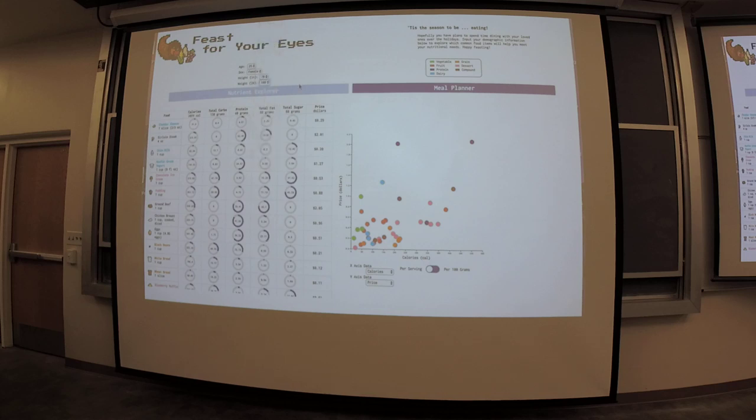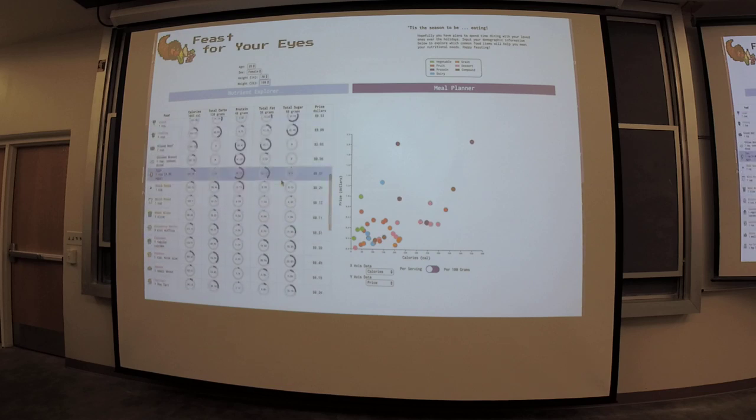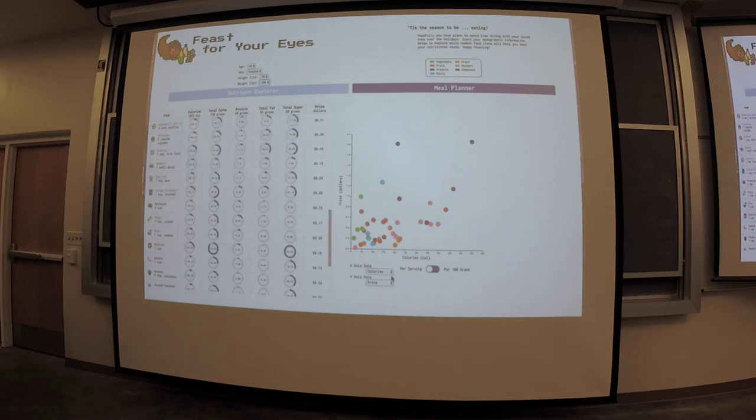Each of these columns shows a donut chart, which shows what percentage of that daily value is filled by one serving of the food. The x and y axis of the scatter plot can be changed to plot the different nutrients in the table.